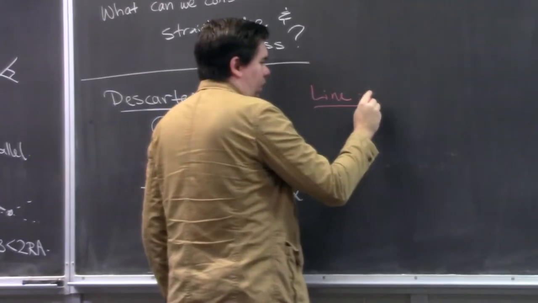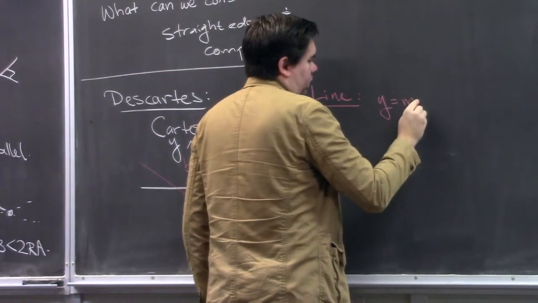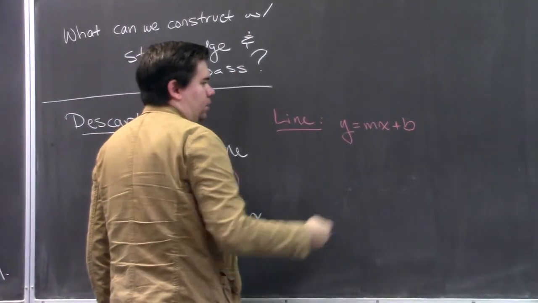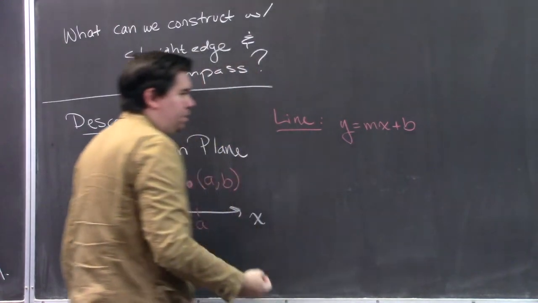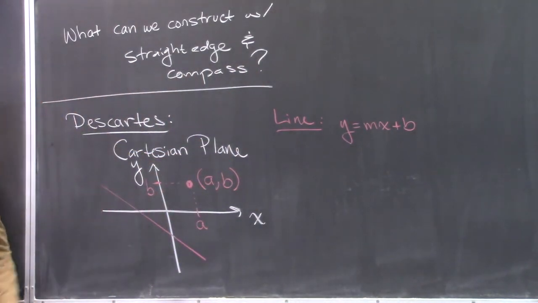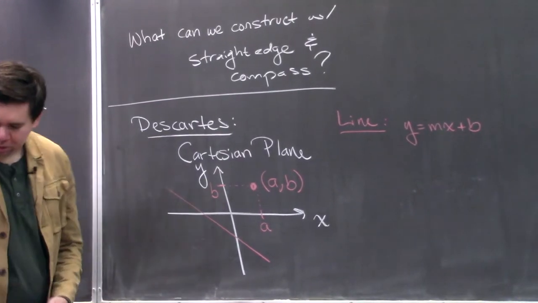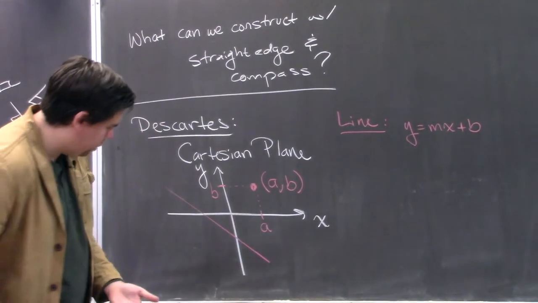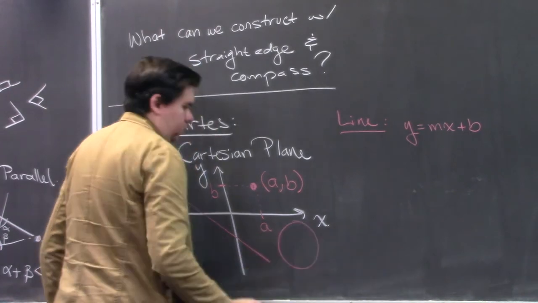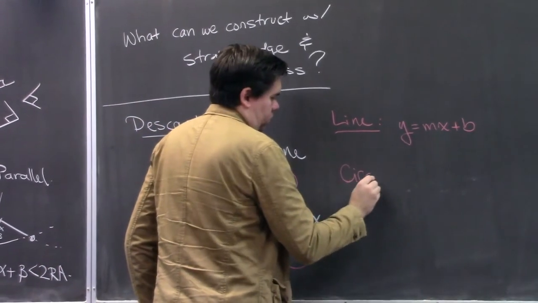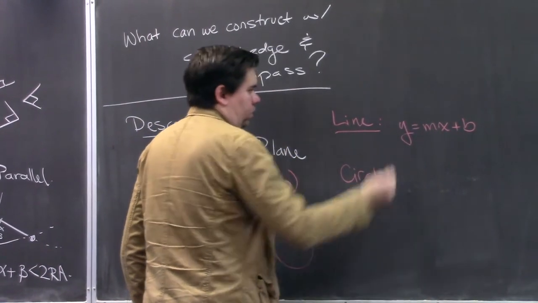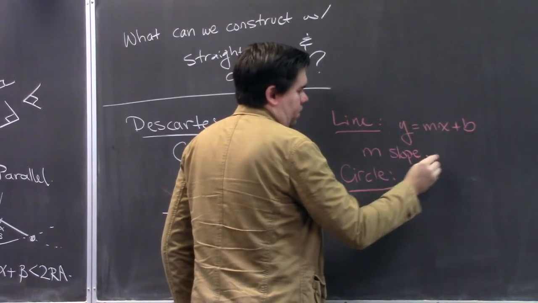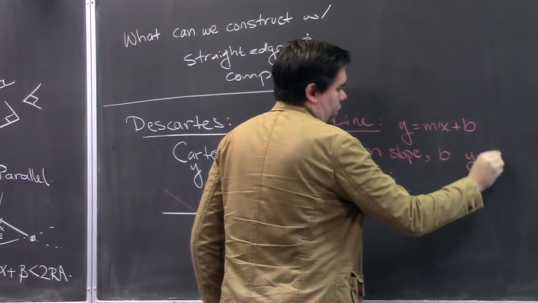You learn a line is of the form y equals mx plus b, where m and b are some constants, your slope and your y-intercept, and x and y are variables. And then with your compass, what are you doing when you draw a circle? So here my m is my slope, and my b was my y-intercept.